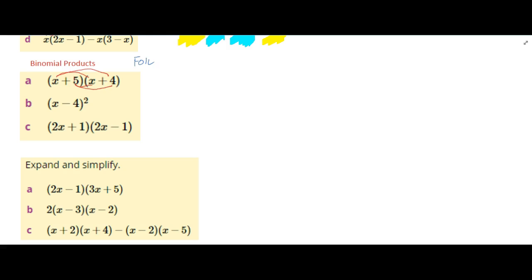Okay, so you're going to get 4 terms, and if the pronumeral is the same at the start, you'll be able to simplify it. Okay, so x times x is x squared, x times 4 is 4x, 5 times x is 5x, and 5 times 4 is 20. Okay, you may be able to see that these two in the middle are like terms, so 4x plus 5x is 9x, so x squared plus 9x plus 20, okay, is your answer there.